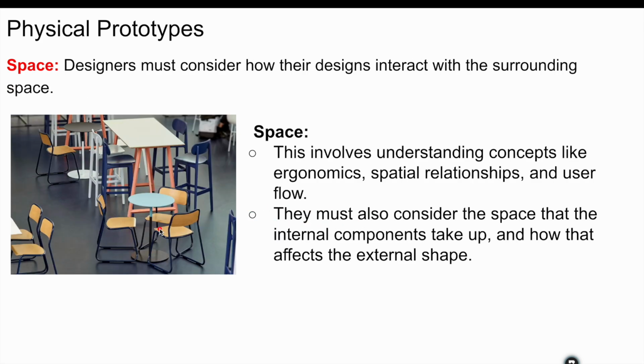We also have to consider space. So designers must consider how their designs interact with the surrounding space. This involves understanding concepts like ergonomics, spatial relationships, and user flow. You must also consider the space that internal components take up and how that affects the external shape. So this is an example of looking at chairs and tables within an environment, within their space, and seeing how they interact with that particular space.